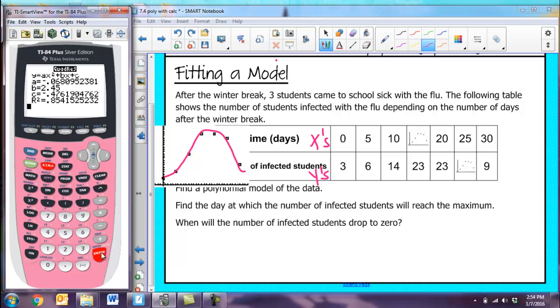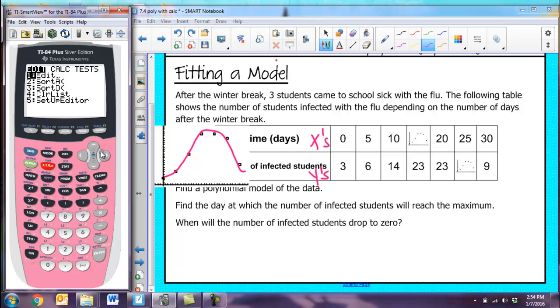I'm going to go down to calculate, I get all this business, and then if I go look at graph, I can see what that model looks like. And personally, that looks not very good. It's not hitting any of the points, and there's a couple that are doing some funky things.